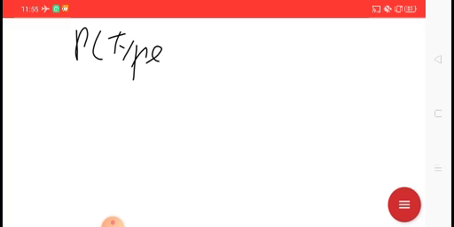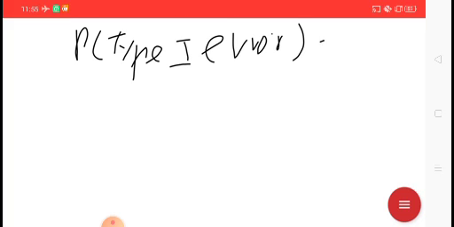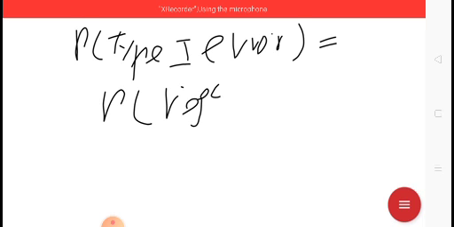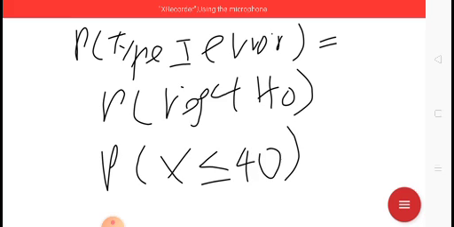So the probability of type 1 error will be equal to the probability that you reject H naught. Right. So this is what you need to remember. When you reject H naught, it will be the probability of X smaller than or equal to 40. This one is given in the question. So if X is smaller than or equal to 40, you need to calculate from 0 to 40. Right, you have 41 steps.